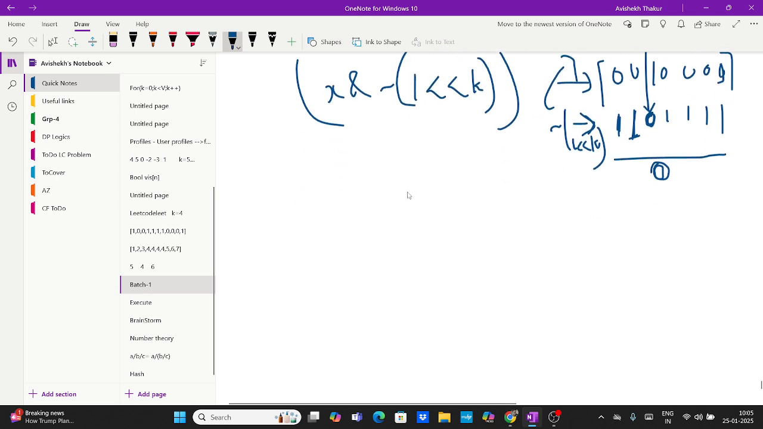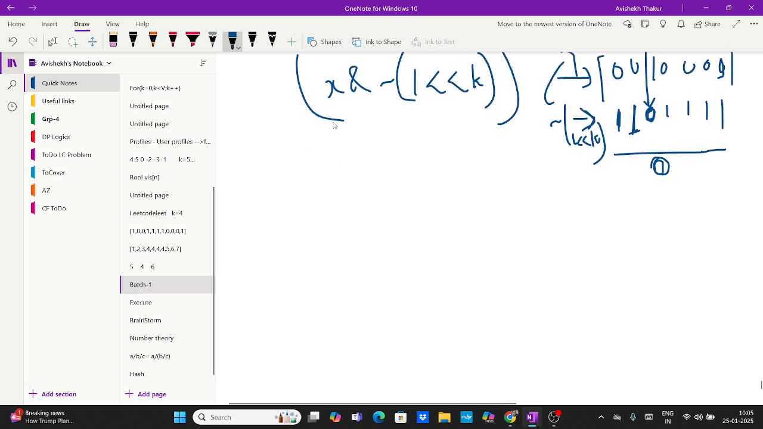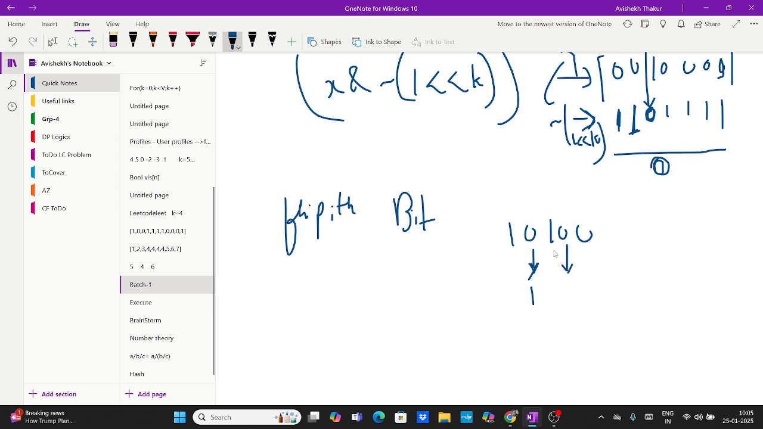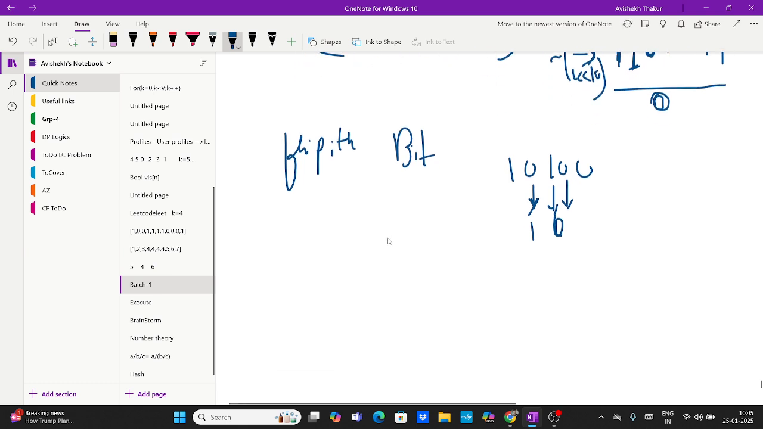So we have done set, unset, check. The next thing is flip the ith bit. Given a number and an index, if the bit is 0, you have to make it 1. If it is 1, you have to make it 0. XOR operation, yes. Cool, nice.